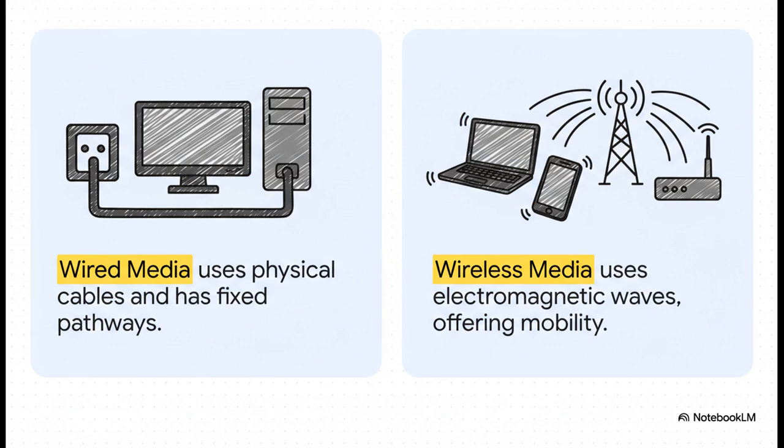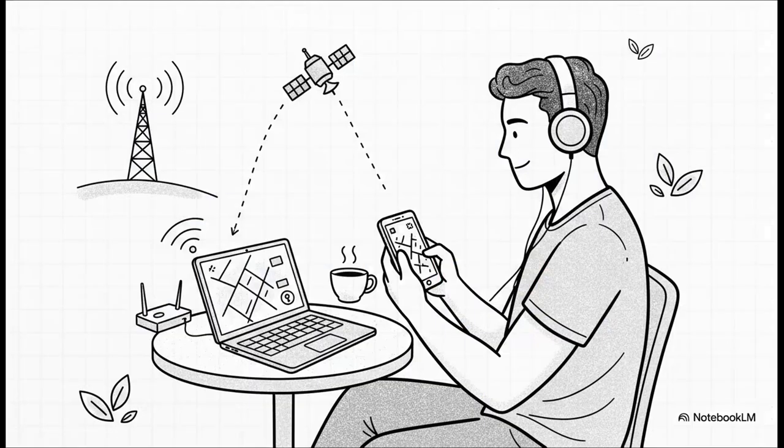It sends data by encoding it onto electromagnetic waves, like radio waves, that just travel right through the air. And the biggest advantage? Mobility, of course. You're not physically tethered to a cord. And these airwaves aren't some weird abstract idea. You use them every single day.